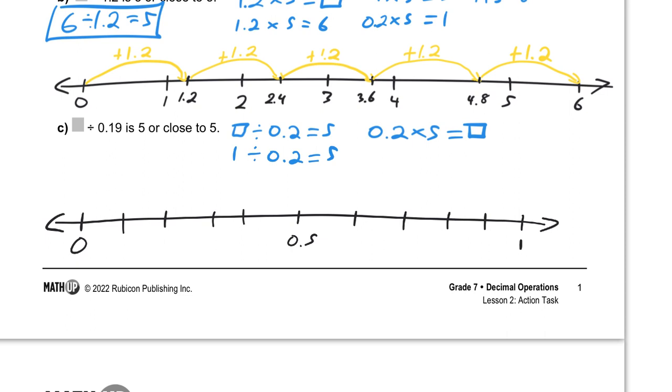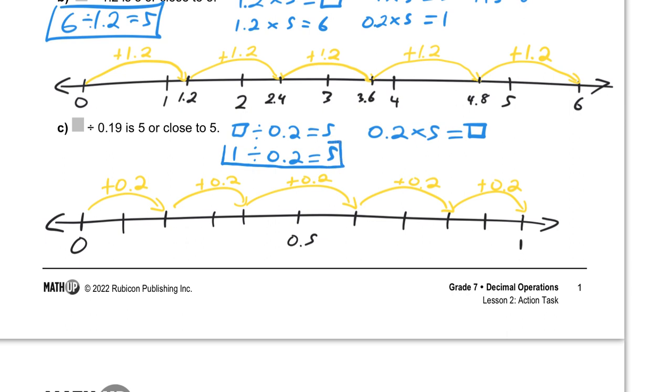Okay, now we're just going to take jumps here of 0.2 plus 0.2. We're going to add another 0.2 and another 0.2. Keep going. Okay, how many jumps did that take? Look at that. 1, 2, 3, 4, 5. That means that indeed 1 divided by 0.2 is 5, and that is our final answer.